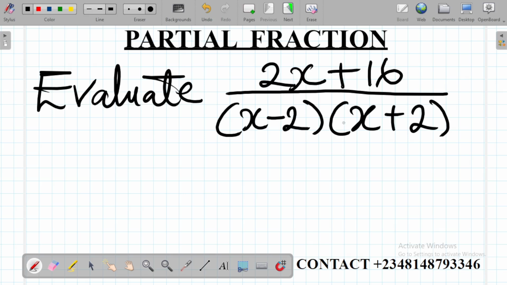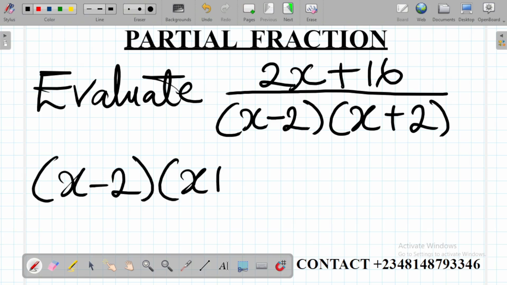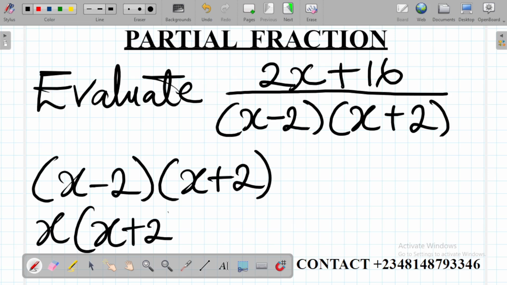Our first task is to pick the denominator and expand the bracket. So the denominator is x minus 2 multiplied by x plus 2. Our next task is to pick each of the terms in the first bracket and use it to multiply the second bracket. So we have x multiplies x plus 2, and then minus 2 multiplies x plus 2.